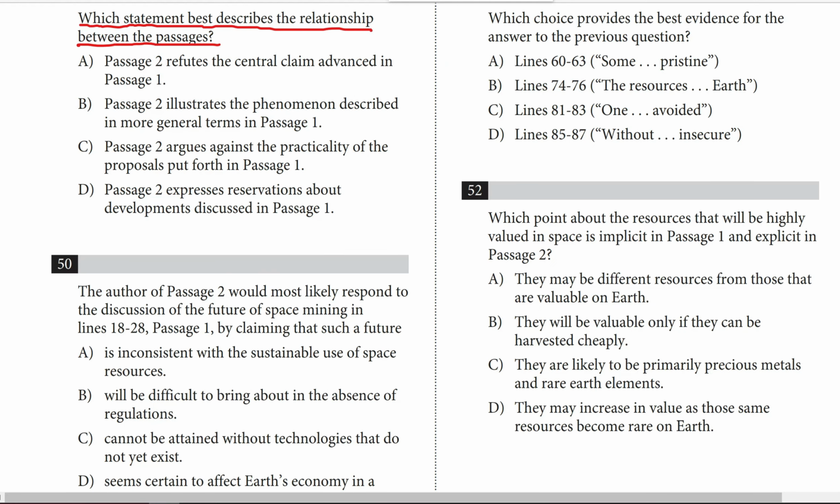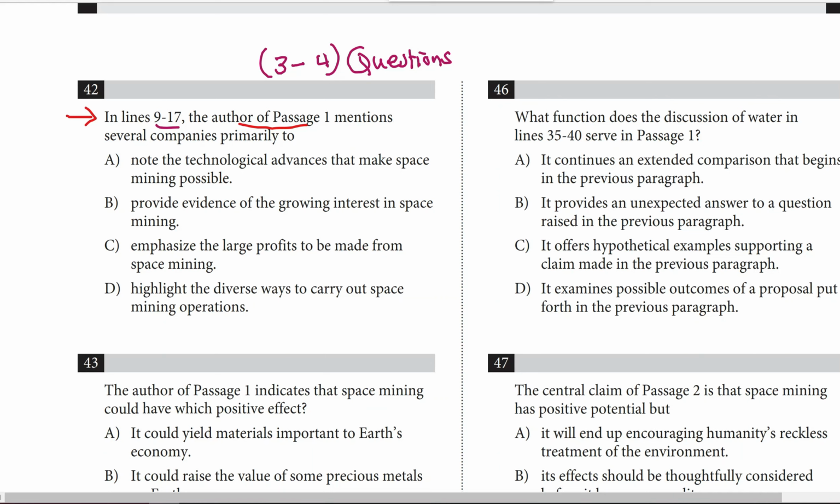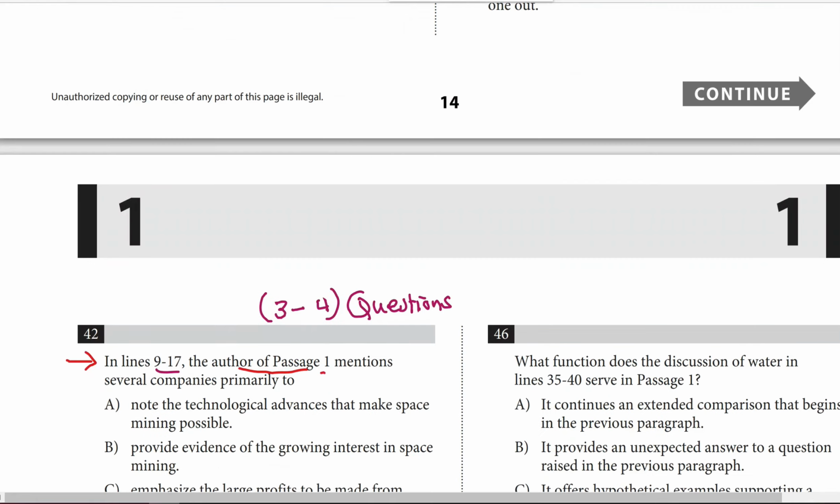If you follow this system and apply these strategies, watching out for these traps, then you will be well on your way to being equipped to handle these what? Analyzing multiple text questions. يلا يا ابني. 9 to 17, the author of passage 1 mentions several companies, primary 2. طيب 9 to 17. الله أكبر الله أعظم.